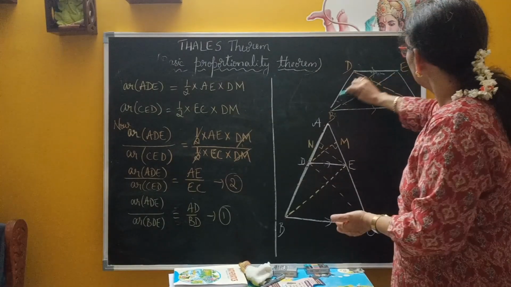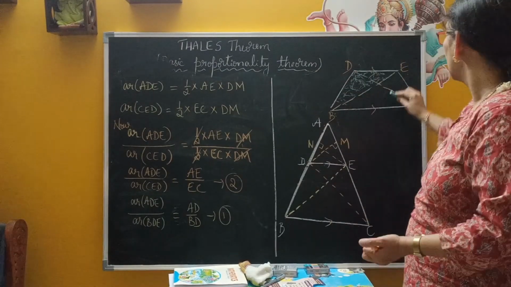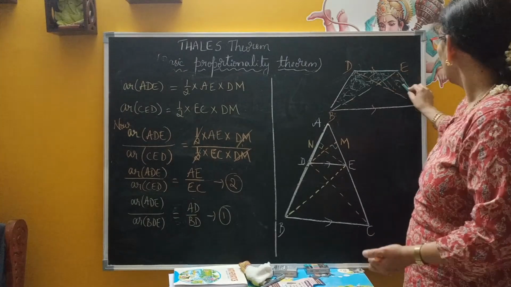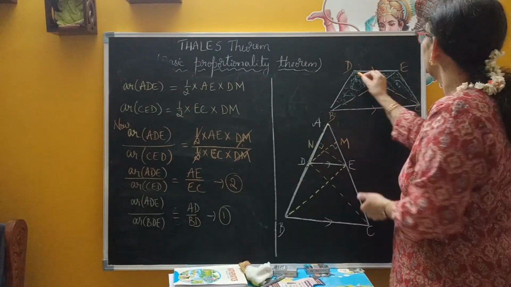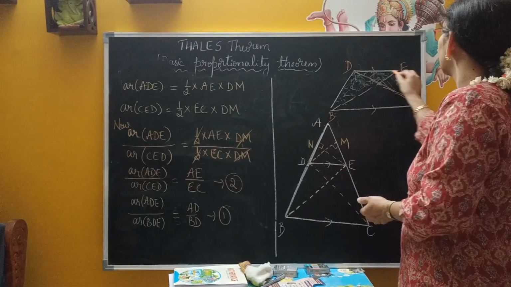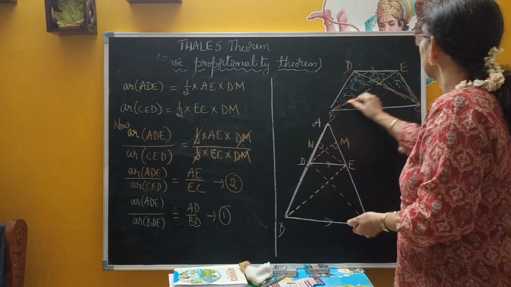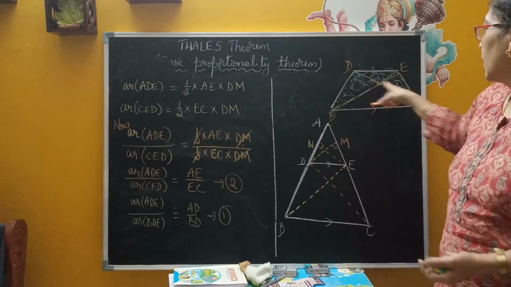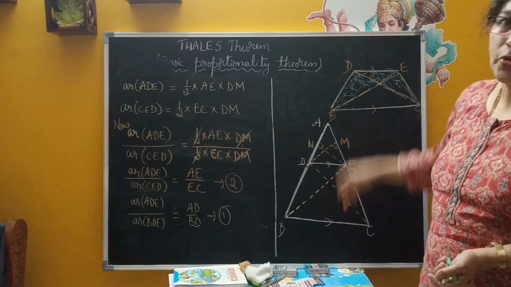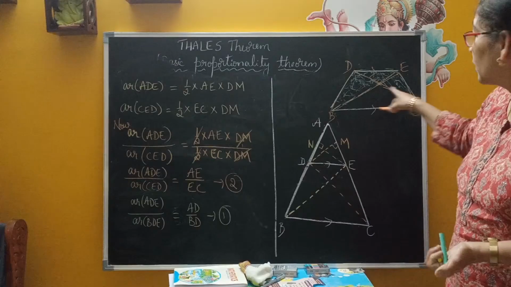Okay, this part, area of this triangle and area of this triangle. Now we got a part. So this is one of the triangles. This area is equal to this area. Here these two areas are equal. This is a common area for both. So we use that logic here now.